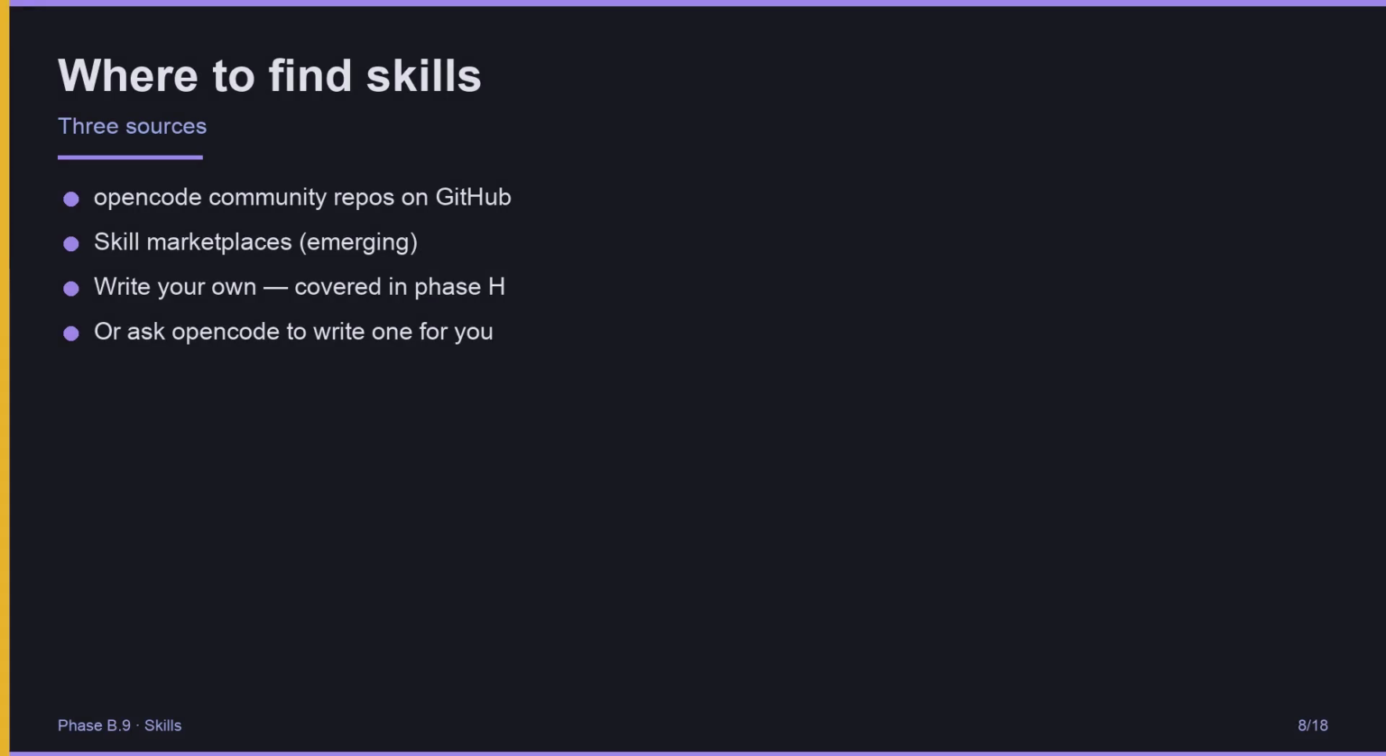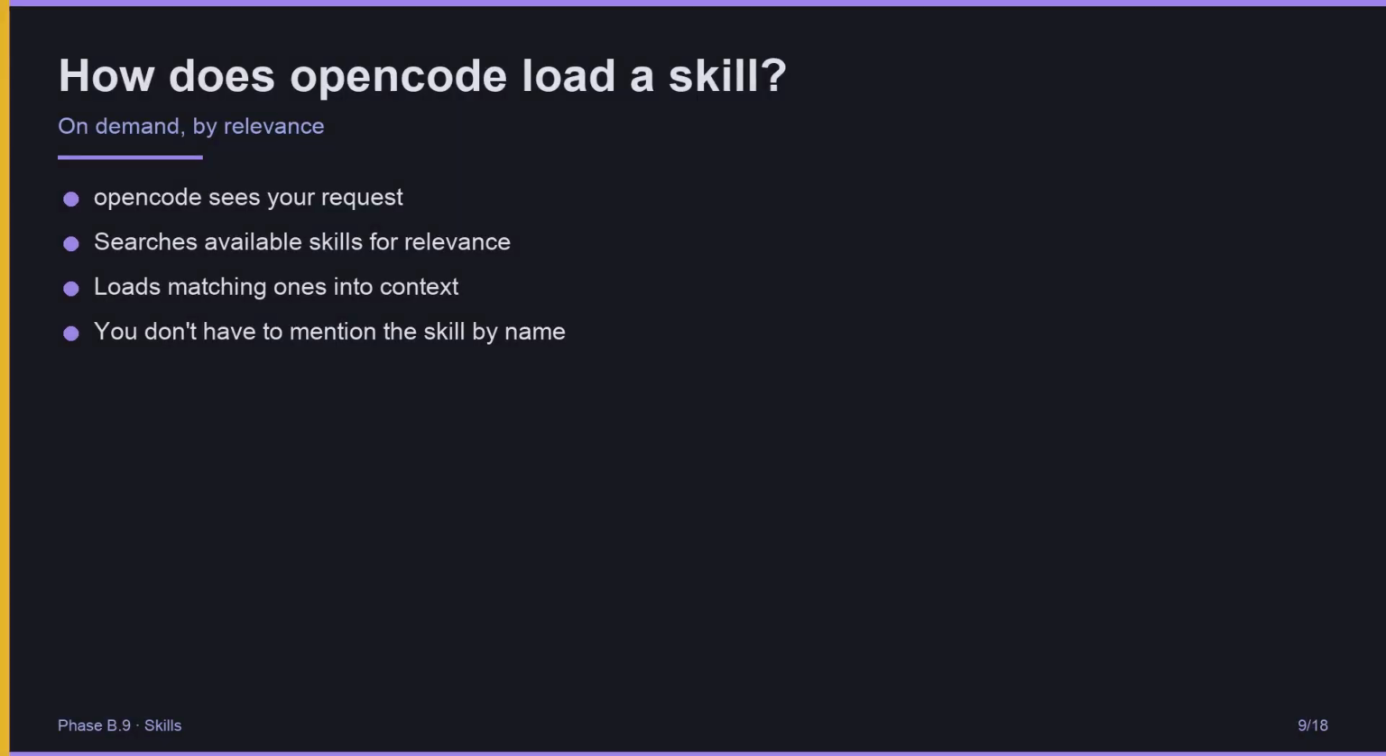Where do you find skills? 3 sources. OpenCode community repos on GitHub, search for OpenCode skills and you'll find collections. Skill marketplaces are emerging, still early days. Write your own, we'll cover that in Phase H. Or ask OpenCode to write one for you, describe what you want, and it can draft a skill.md file. Then you refine it.